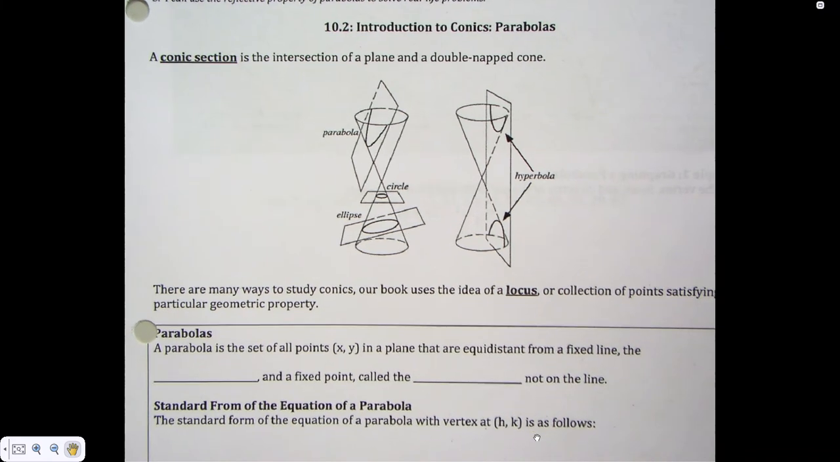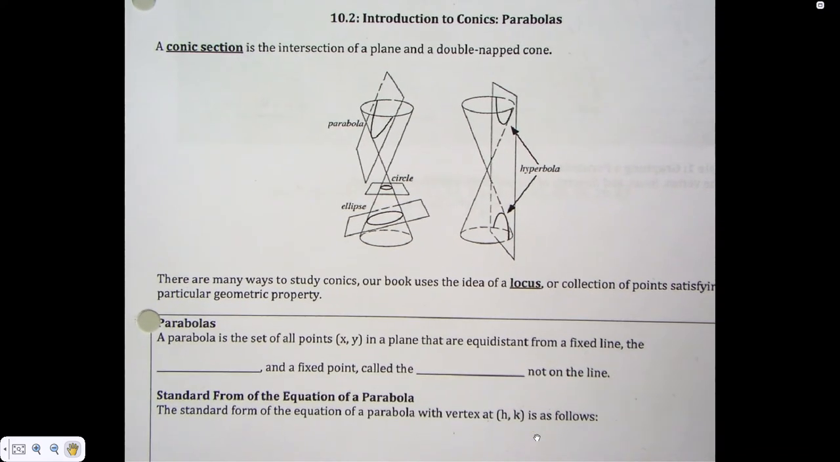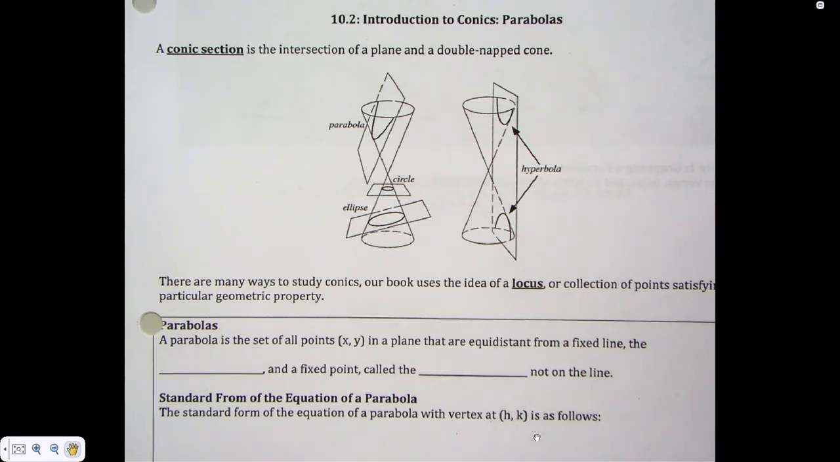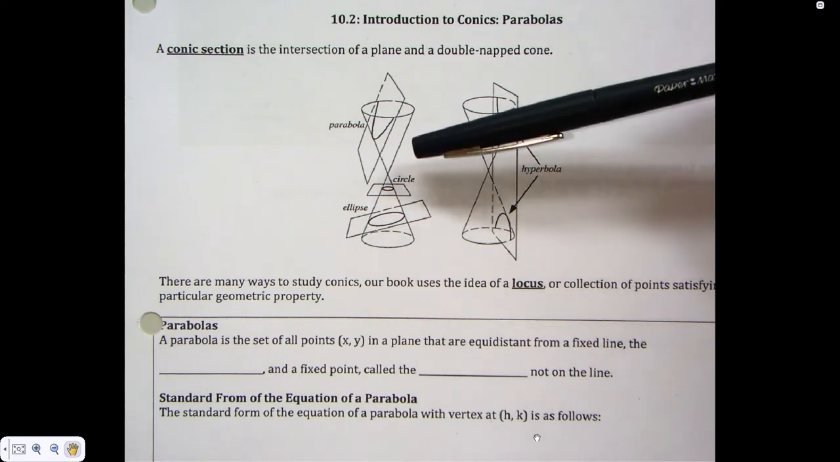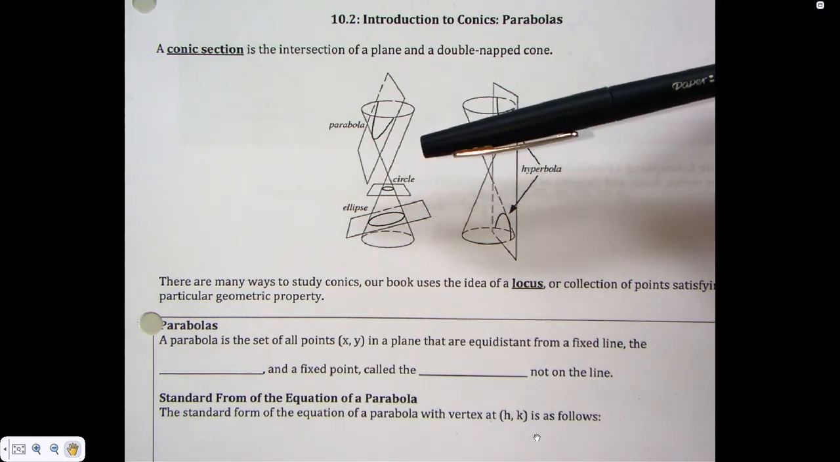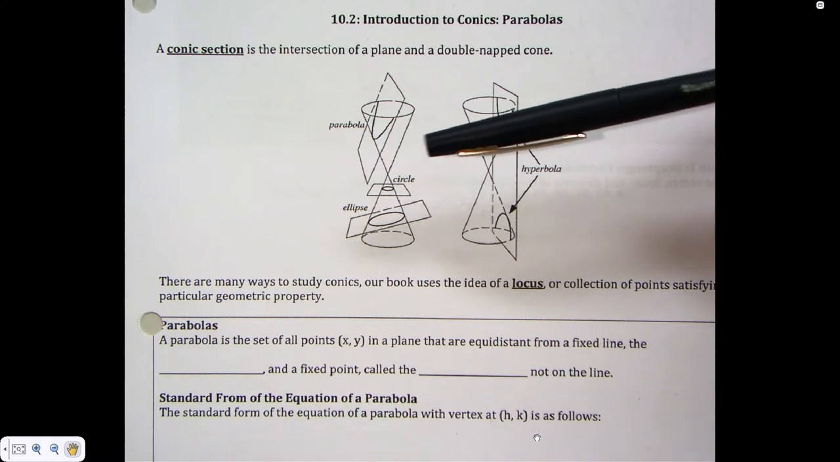So at the very beginning, your book is going to introduce what a conic section is, and you might want to breeze through it because we won't spend a lot of time here. Conic sections come from this three-dimensional solid called a double-napped cone, and they talk specifically about the intersection of a plane with a double-napped cone.